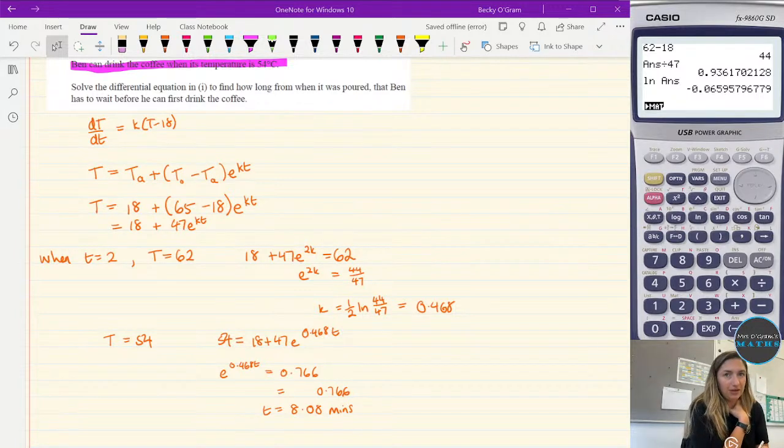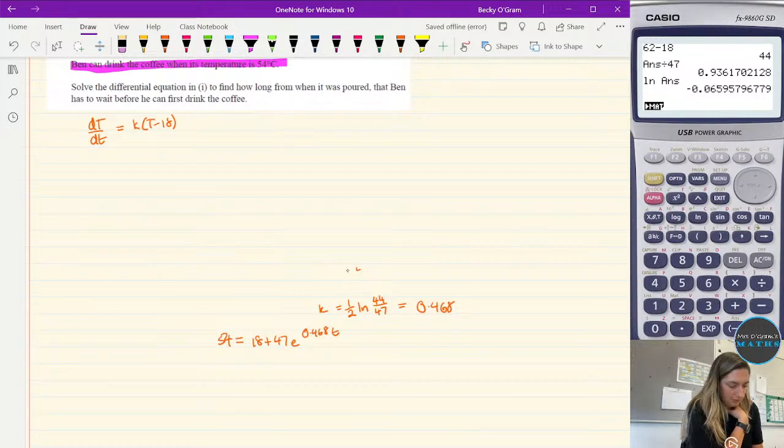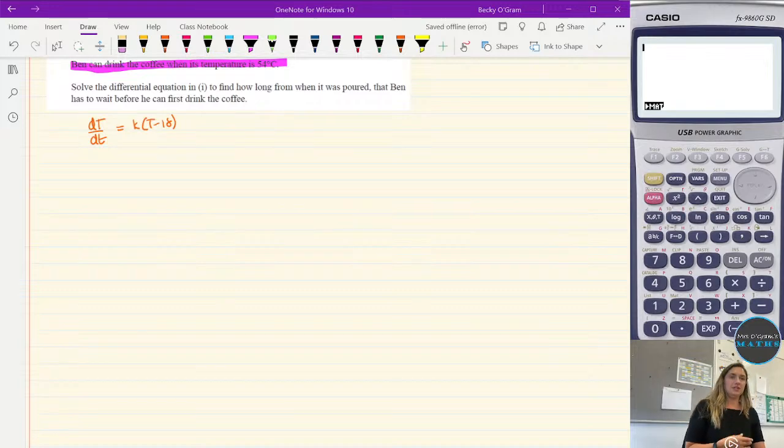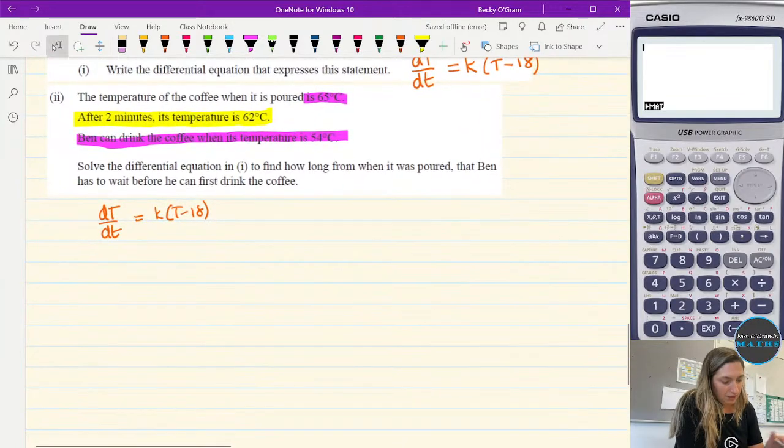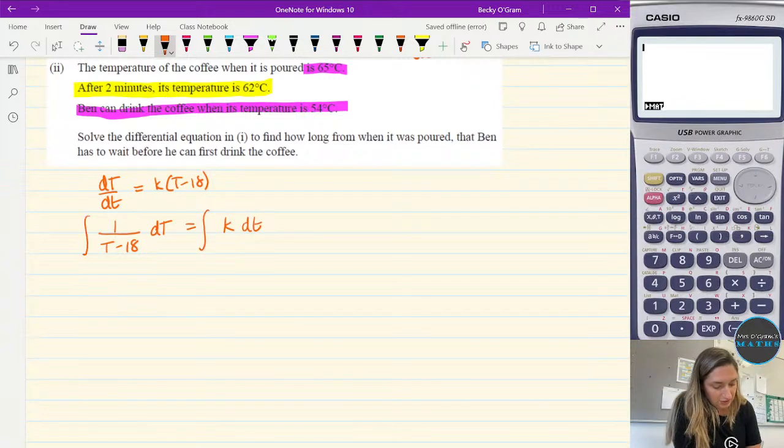Okay, I'm going to step it back quite far. We're just going to go through this back to here. Apologies, because I just keep making the same mistake. So let's go back a stage. Back to our original equation. I'm going to take you through the steps fully instead of relying on the memorized part. So bring the t over to the left-hand side. We've got 1 over t minus 18 dt is equal to k dt. We will integrate both sides.